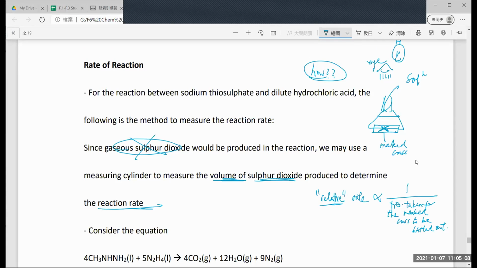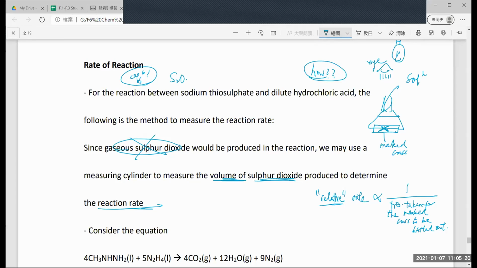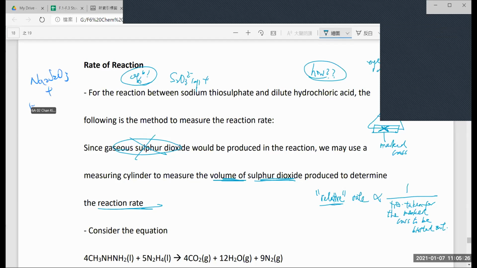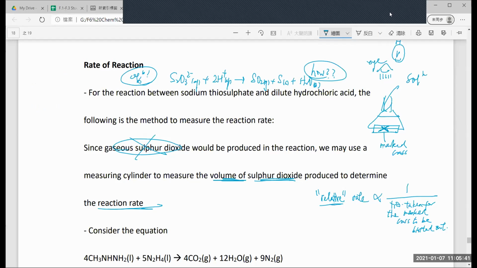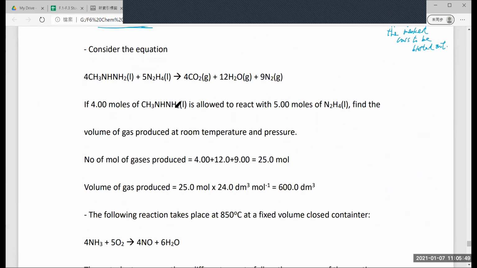Okay, so this is what we are going to have for this type of measurements. Equation 記唔記得點寫？記得啊。Thiosulfate plus acid to form SO2. What else? Sulfur and H2O. 仲記唔記得？背咗佢啊，唔該。問咗好多次㗎啦，我哋。有咩問？好，第二條。Consider the equation.